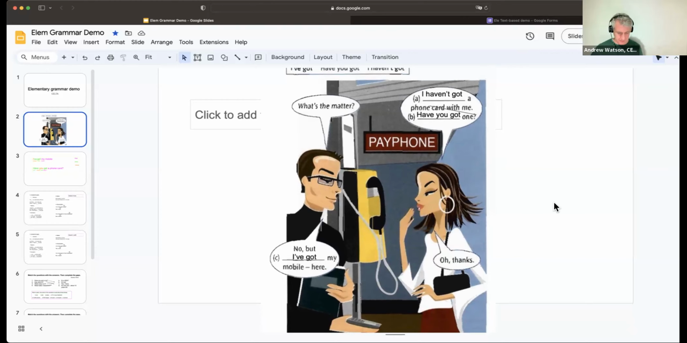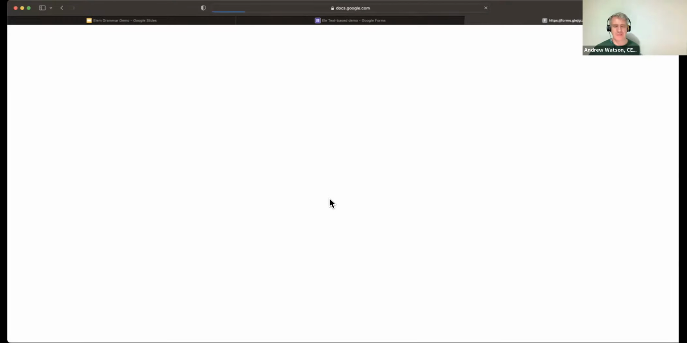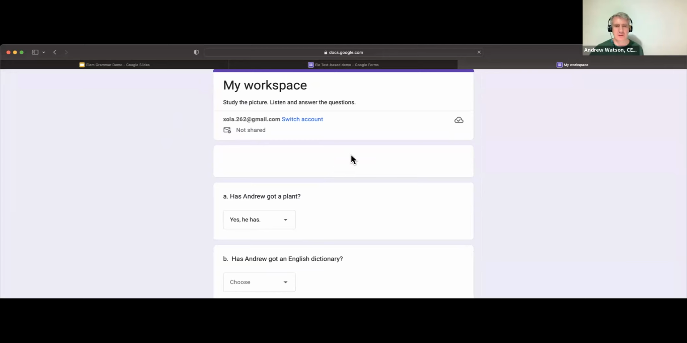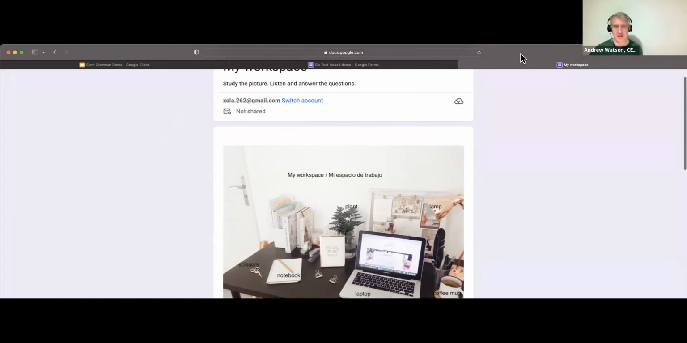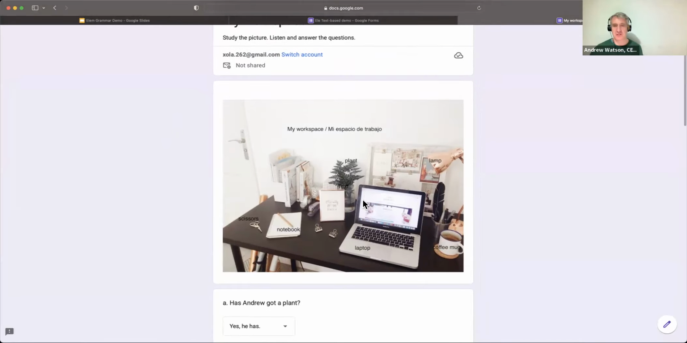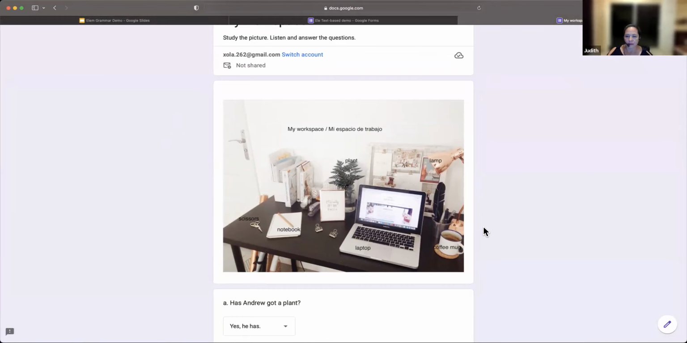Okay, now let's do a bit more. Look at this photograph. Wait a minute. Can you see the items? What can you see in the photograph? This is my workspace, okay? What items can you see?